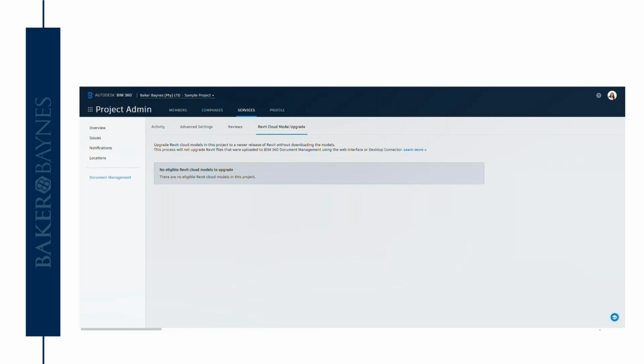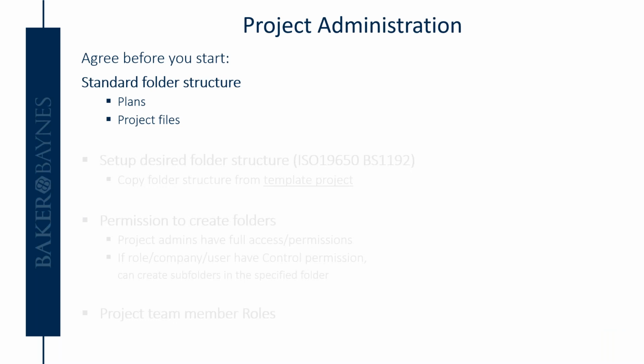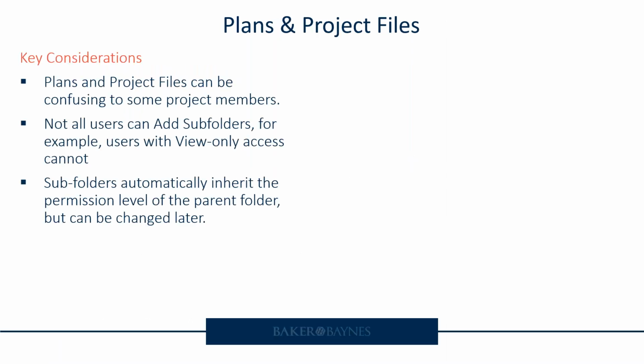So that's basically a main overview of your project admin dashboard. From a project administration point of view, there's a couple of things that we always suggest you agree to before you start. First of all, the folder structure for both your plans and your project files area. If you have used BIM 360 before, you'll know that plans and project files comes default in BIM 360, and these two folders cannot be deleted. However, they can be renamed.